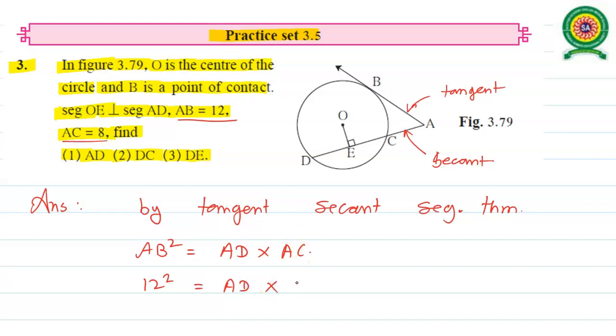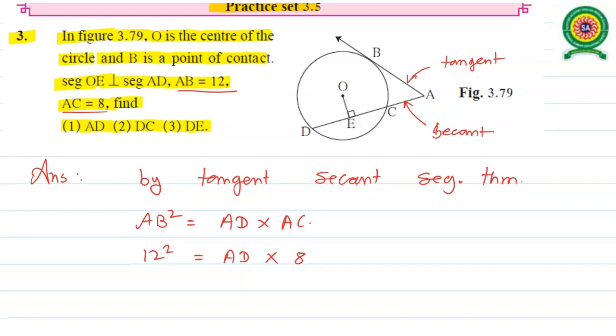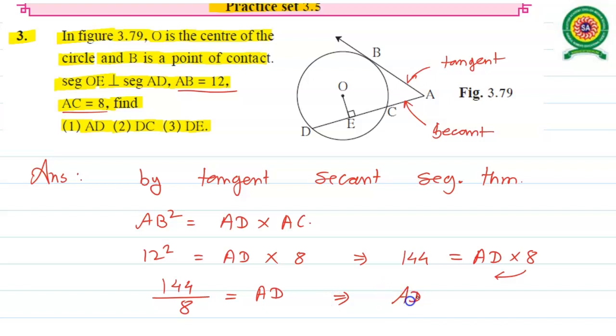AC is given, that is 8. So 12 squared, we have 144, that equals AD into 8. Once we shift AD from RHS to LHS, we get 144 divided by 8 equals AD. So the value of AD, 144 divided by 8, is 18 units. Now we have to evaluate CD.